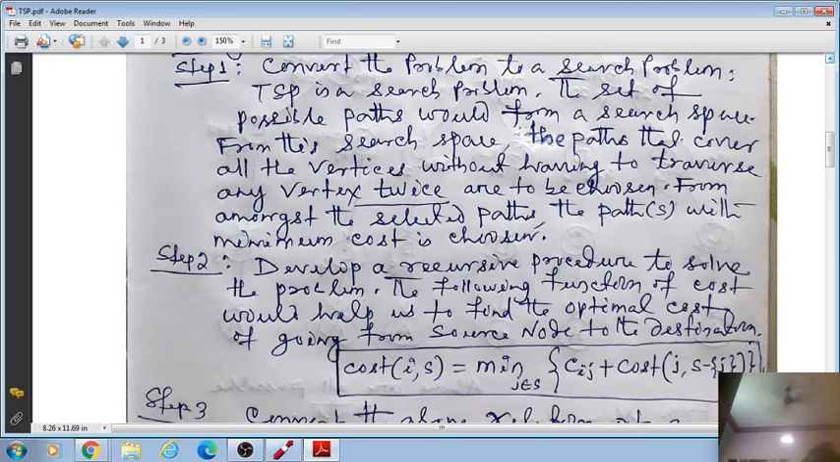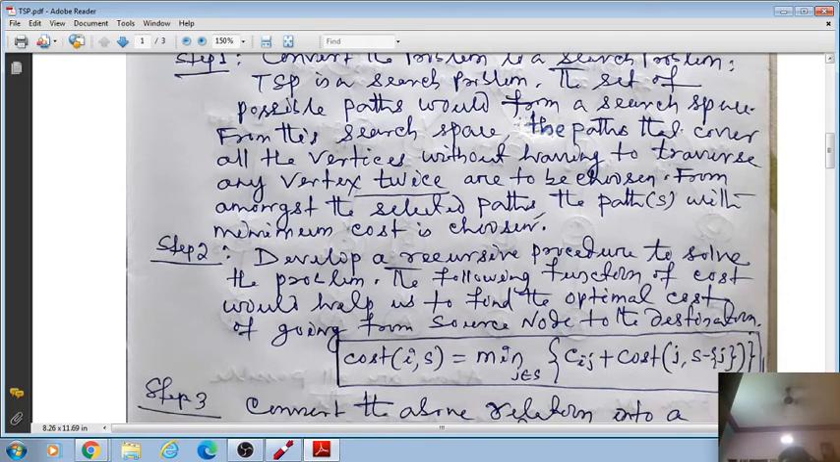From this search space, we choose the paths that cover all the vertices without traversing any vertex twice. This is the constraint. If a vertex is visited twice, we are not going to consider that path. Then from amongst the selected paths, the path with minimum cost is chosen. This is the actual idea, and this is step 1.